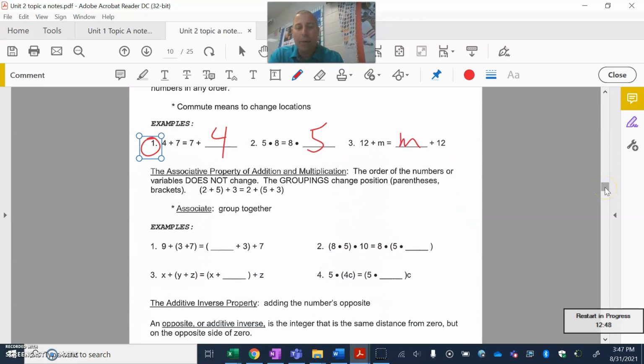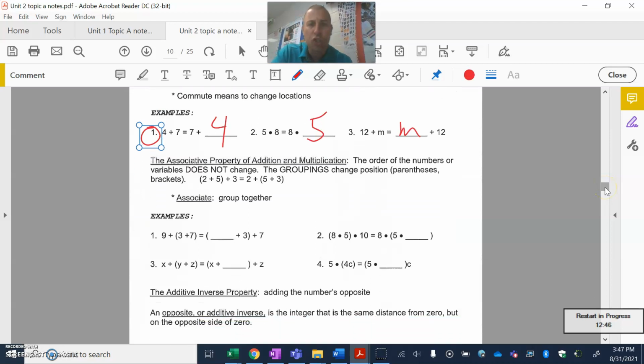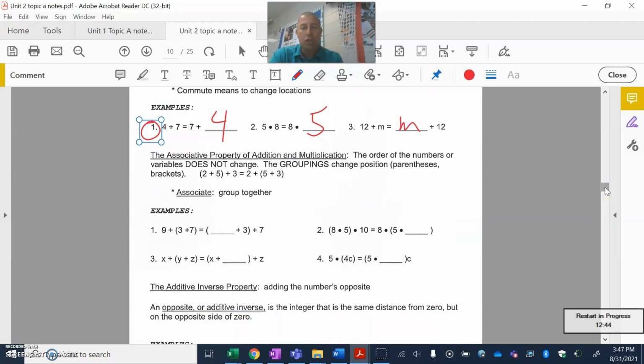Next is your associative property. Associative, who you associate with. In other words, being grouped together. If it's all an addition problem, you can switch the order around and it doesn't make a difference. In question number 1, we should be doing the 3 plus 7 first. If we do that, we get our 10, add on our 9, and we get 19.